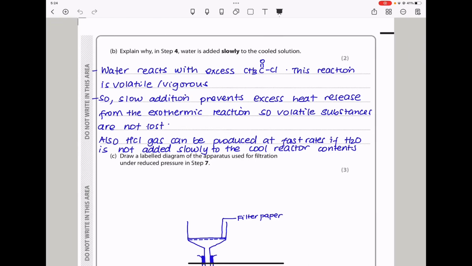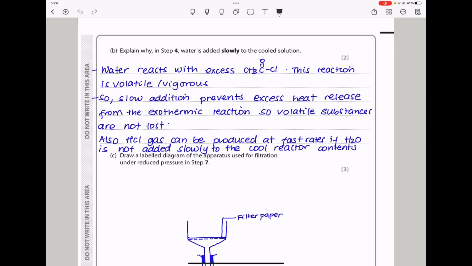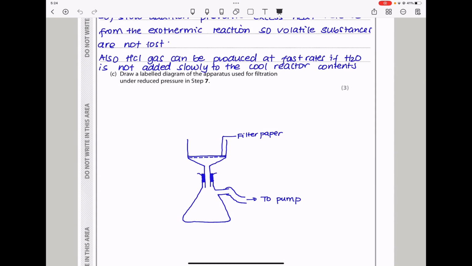Moving on. In part B, explain why in step 4, water is added slowly to the cooled solution. Because there is an excess of ethanoyl chloride, this reacts violently or vigorously with water. So I said water reacts with excess ethanoyl chloride, and this reaction is vigorous. So slow addition prevents excess heat release from the exothermic reaction, so volatile substances are not lost. Also, HCl gas can be produced at a faster rate if water is not added slowly to the cooled reactor contents.